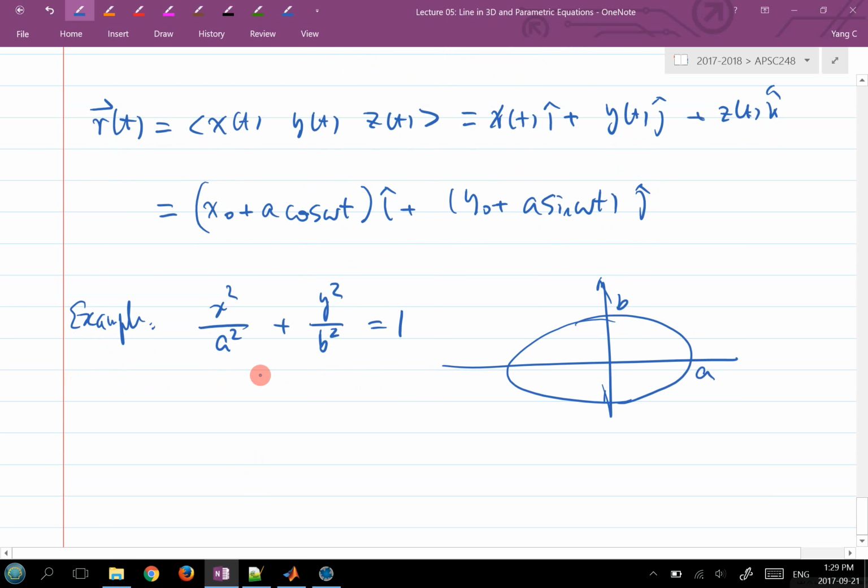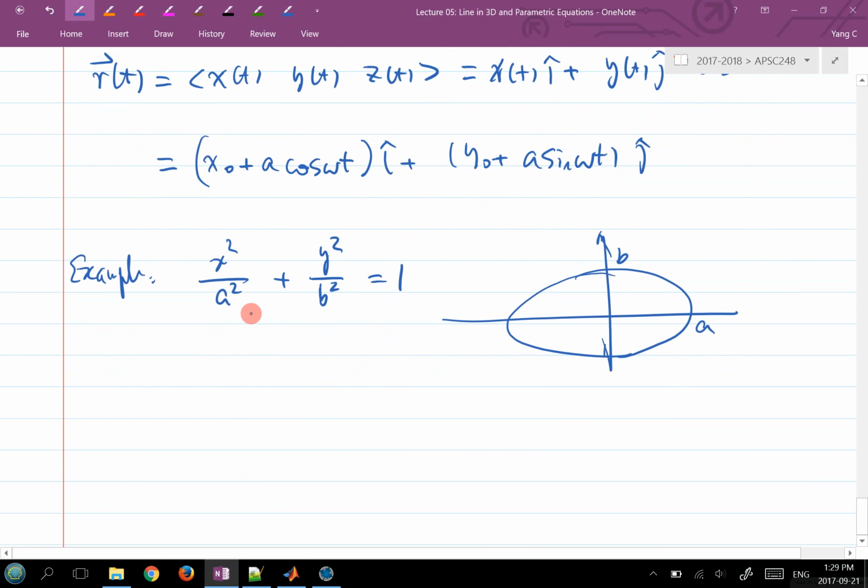As I said, there isn't a systematic way to derive a parametric equation. Often it's based on experience and maybe a little bit of derivation, but it's not really systematic. So in this case study, you can compare this with the circle, right? A circle is a special case of an ellipse. If a equals b, it becomes a circle. So in this case, I can say x equals a cosine t. It's just like what we did in the circle.